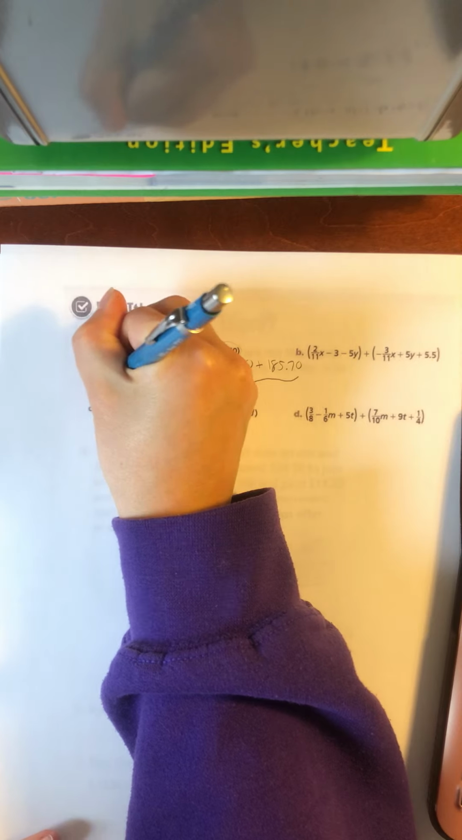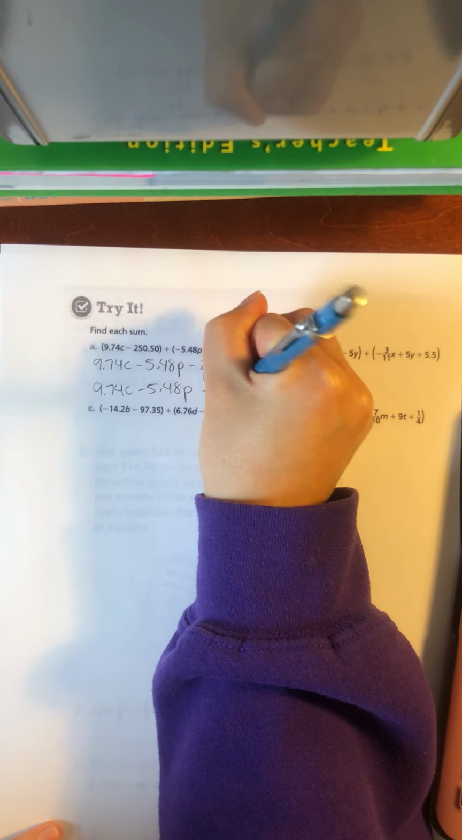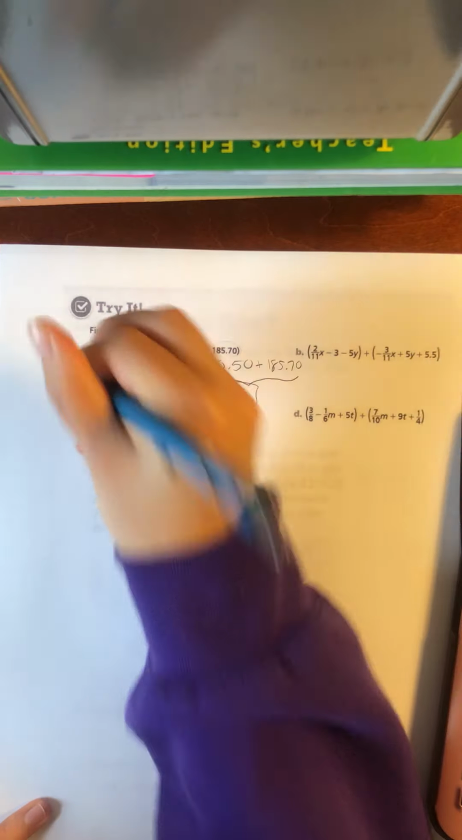So 9.74c minus 5.48p minus 64.8, or 64.80, whatever you want to write.